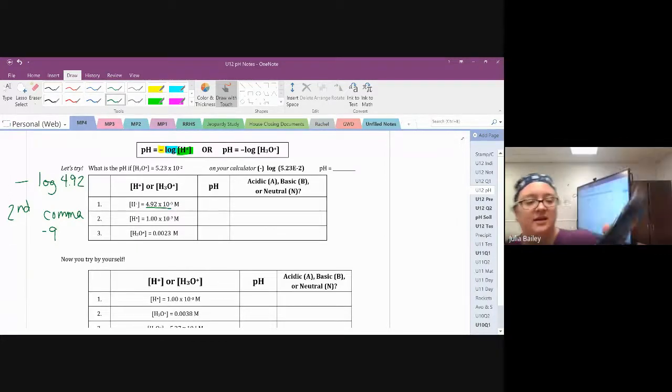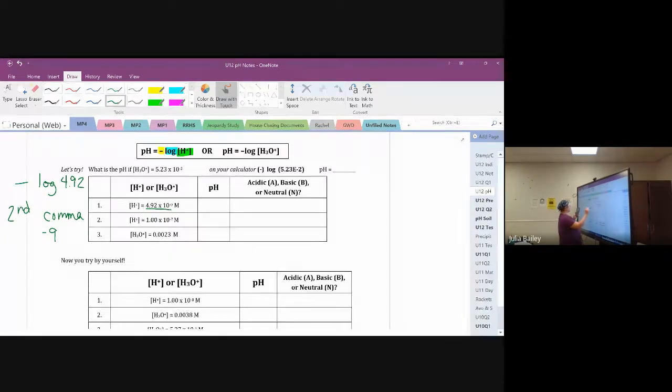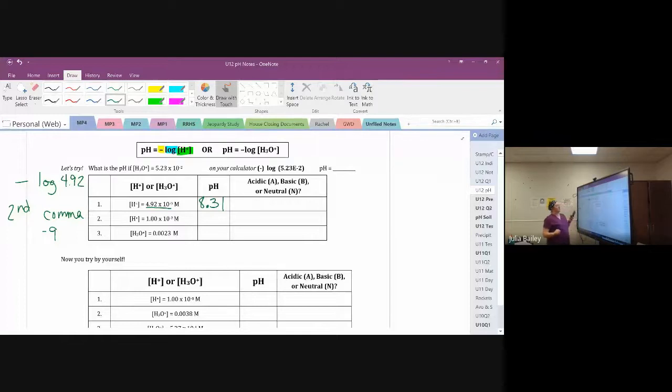Okay. And then you just press enter. And it says my pH is 8.308034, blah, blah, blah. We're going to round to the hundredths place. So this is 8.31. Okay.